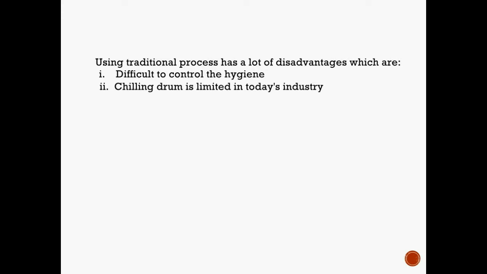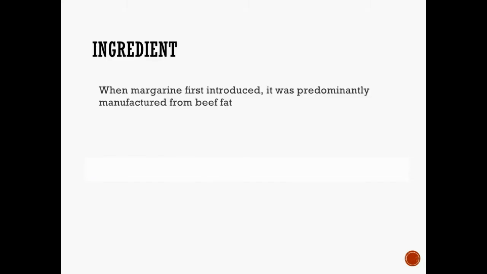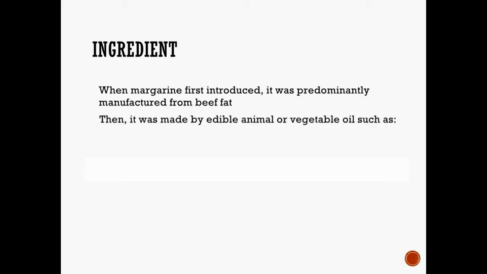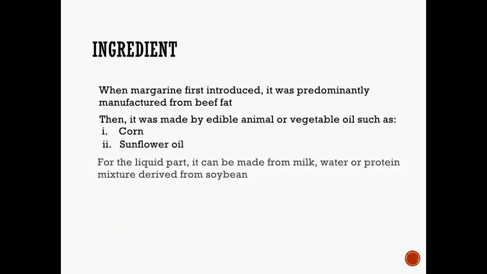or SSHE. Okay, now let's talk about the change in ingredient throughout the years. When margarine was first introduced to the world, most of the manufacture was from beef fat. After that, it changed from beef fat to edible animal or vegetable oil such as corn and sunflower oil. However, the liquid part is made from milk, water, or liquid protein mixture derived from soybean.